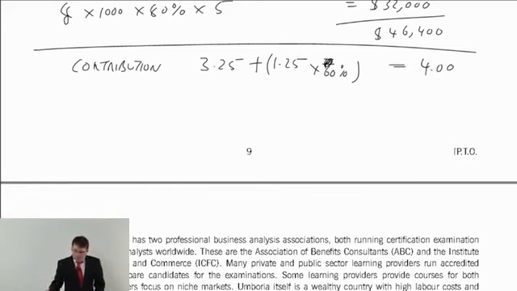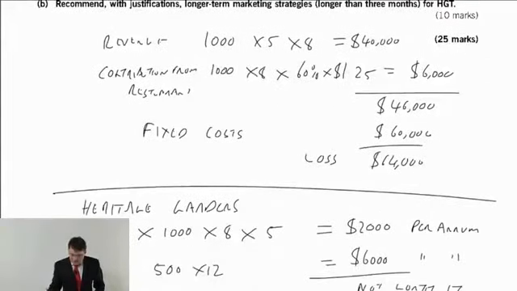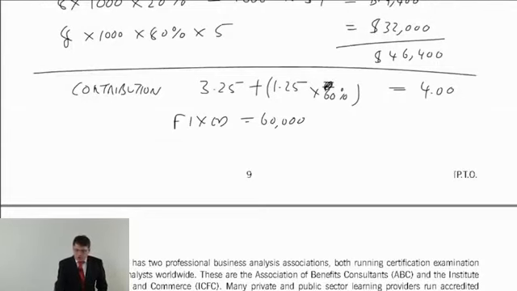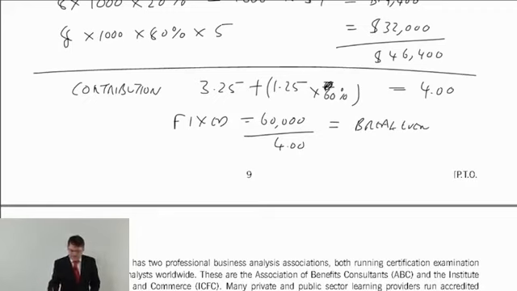Now, we know, because we did it up here, the fixed costs were $60,000. So, contribution is $4 each. The break-even visitors, you may remember the idea of break-even. The break-even visitors is going to be 15,000. At the moment, it's around about 8,000. So if they put the price down to $3.25, they'd virtually have to double the number of people that come and visit. That's a very big increase.